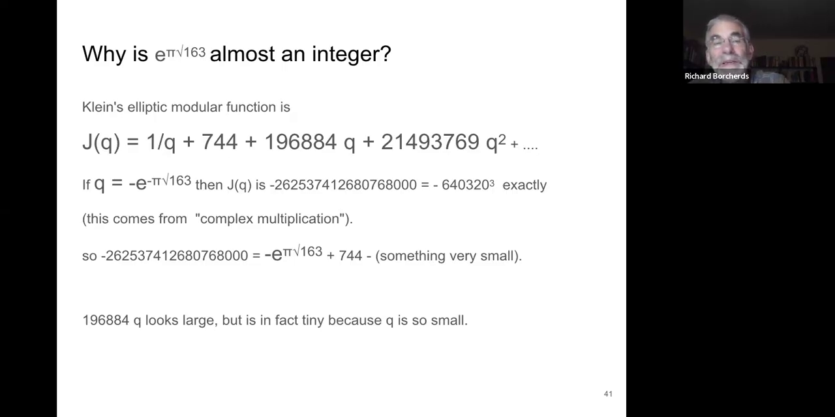Now this number 196884q looks large, but it is in fact tiny because the number q is ridiculously small. It's e to the minus something large. So this explains why e to the pi root 163 is very close to an integer.